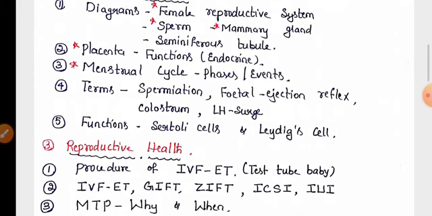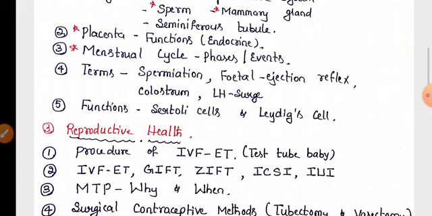Then about the definition of placenta and its function, especially the endocrine functions of placenta or the hormones released by placenta, very important. Then one more 5 marks question is menstrual cycle and its phases, 4 phases.